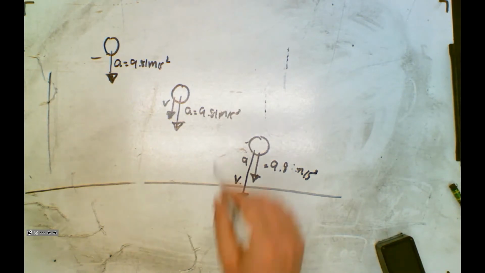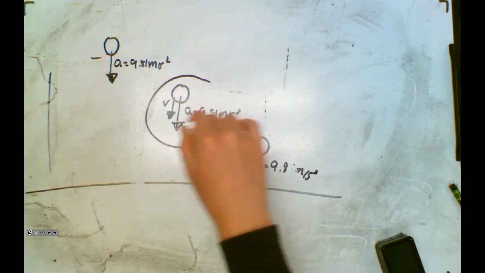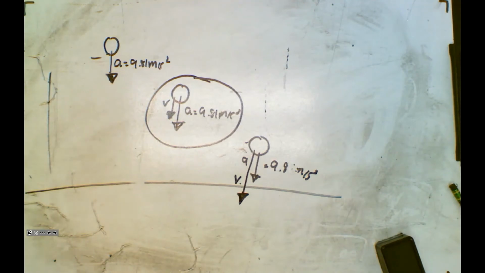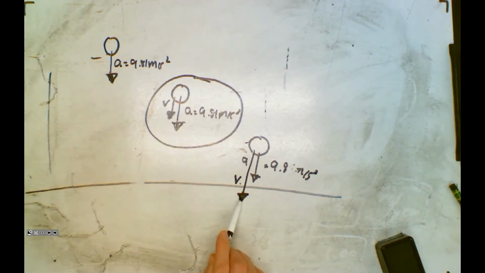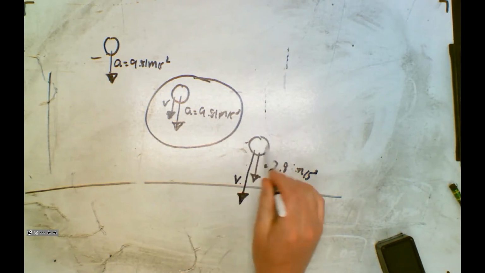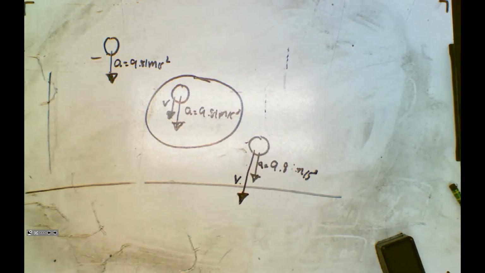What I want you to notice is that acceleration and velocity are in the same direction. When velocity and acceleration are in the same direction, our velocity is going to get bigger. Okay, that's the key to this. That's what I want you to focus on right now, because we're going to do a lot more with this.